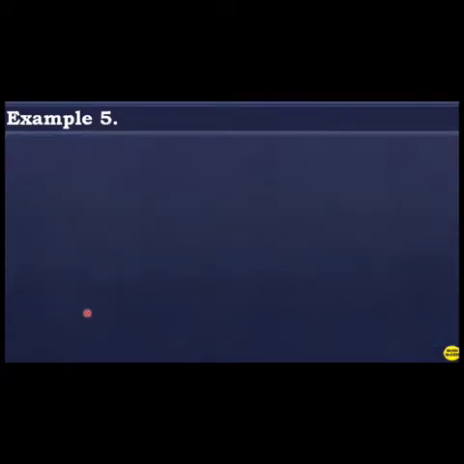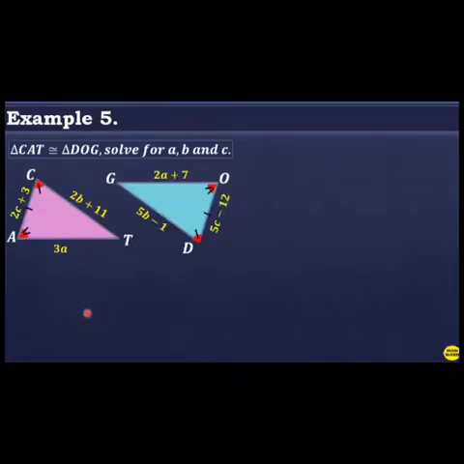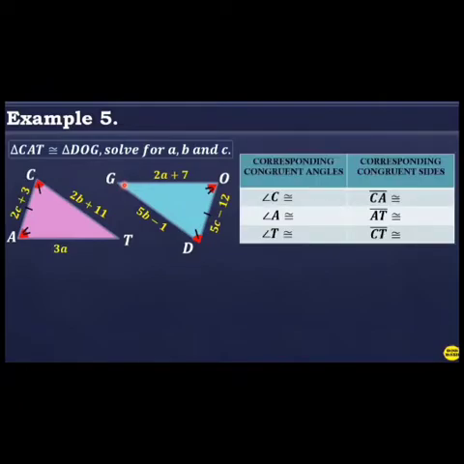Let's have example number 5. I have here triangle CAT is congruent to triangle DOG. So, we have CAT congruent to triangle DOG. Okay? So, complete the table. What are the corresponding congruent angles and sides?